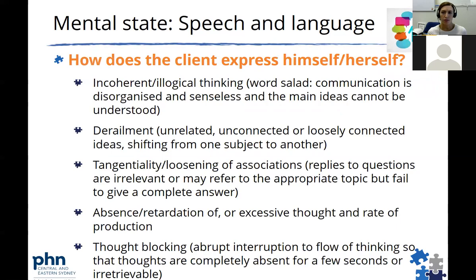How are they expressing themselves? Does their communication seem to reflect incoherent or illogical thinking with disorganized or senseless speech? Are ideas connected, or is there any evidence of derailment or tangentiality? Does the client seem to have an absence or excess of thought and rate of production? And is there evidence of any thought blocking?